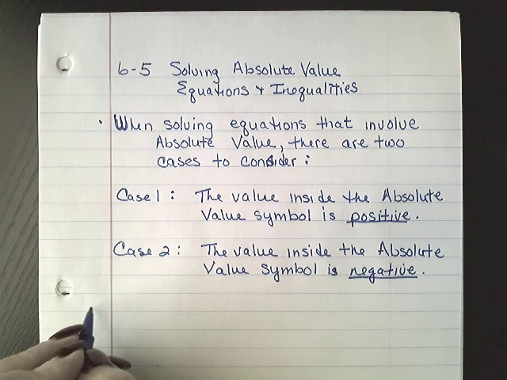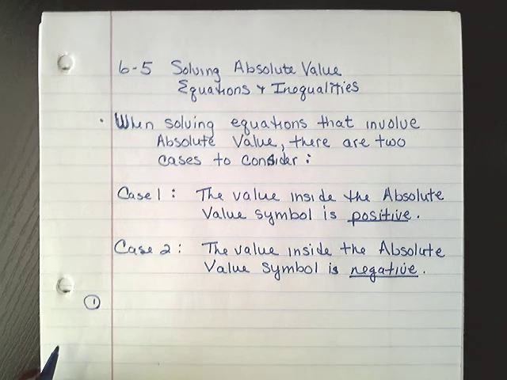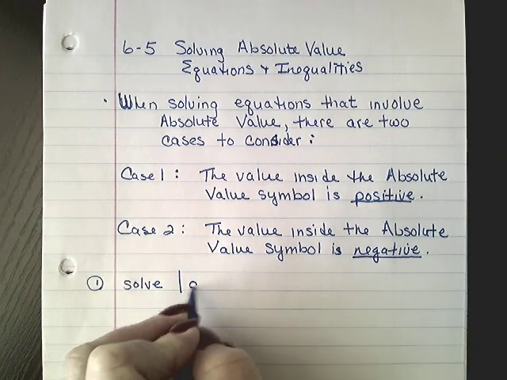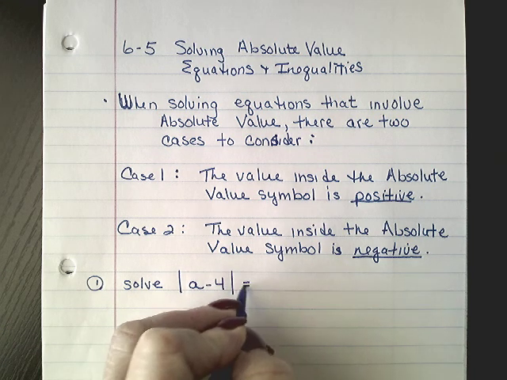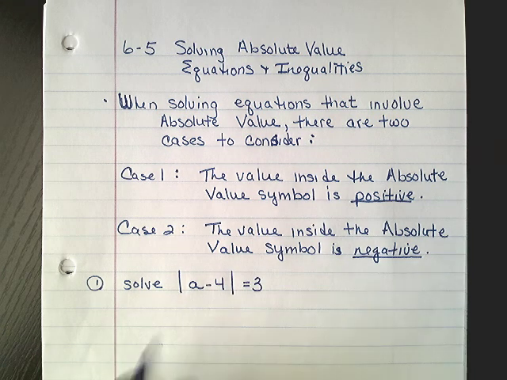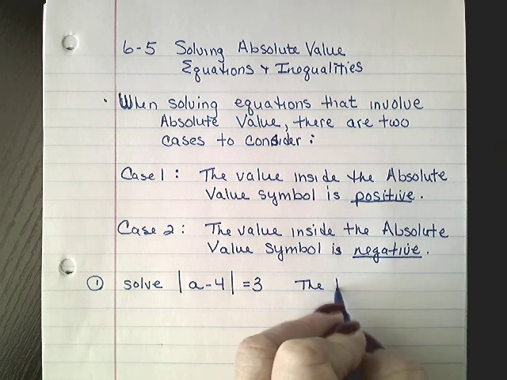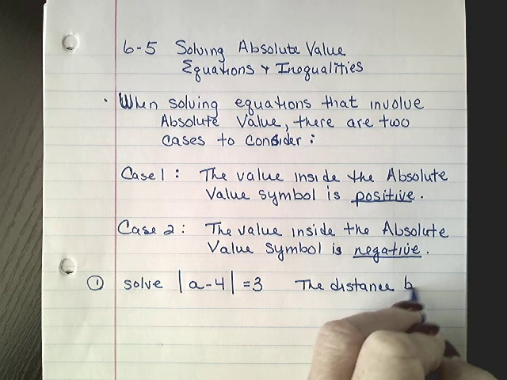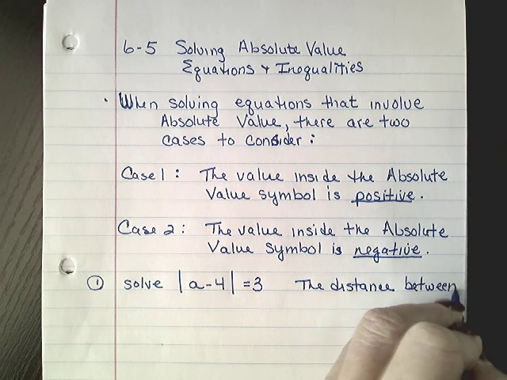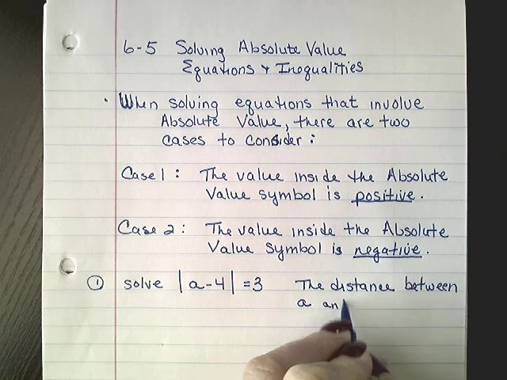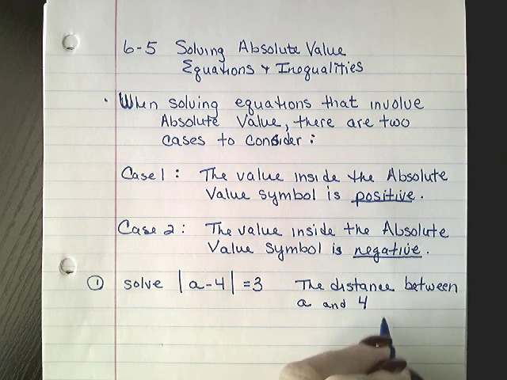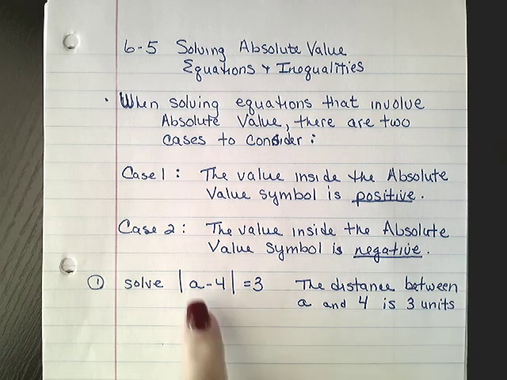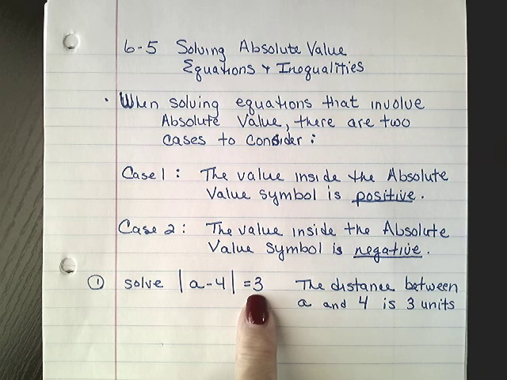Okay, so let's look at some examples. Example 1. Solve the absolute value of a minus 4 is equal to 3. What does this mean? That the distance between a and 4 is 3 units. So the distance between a and 4 is 3 units.